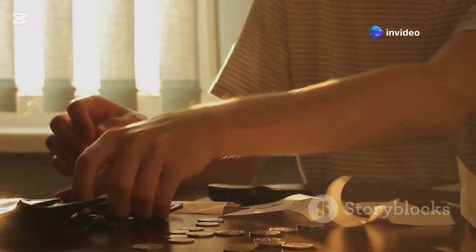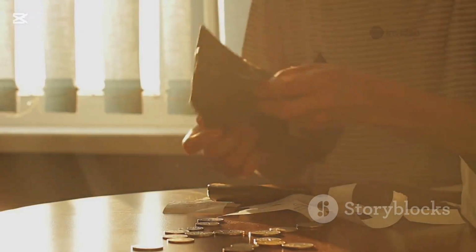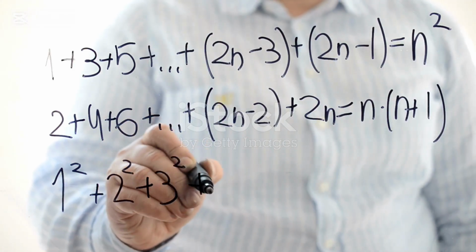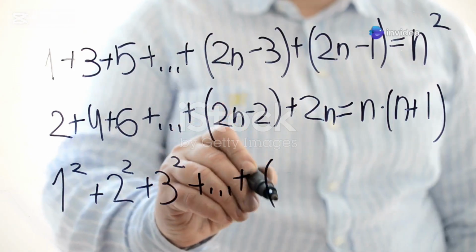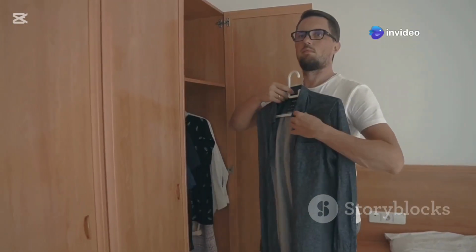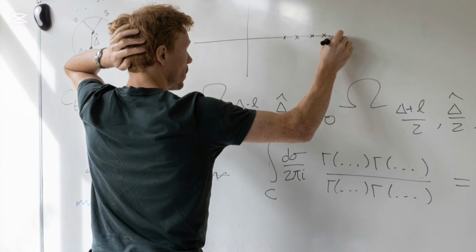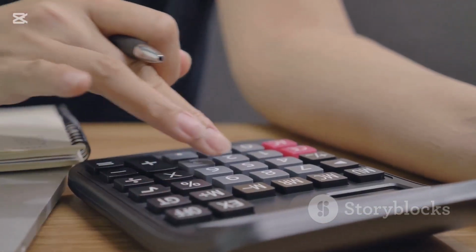Counting may seem simple, but it forms the foundation of probability and statistics. Specifically, we're talking about permutations and combinations, which help us count possibilities in a structured way. Imagine you're choosing your outfit for the day. You have 3 shirts and 2 pairs of pants. How many different combinations can you create? That's where permutations and combinations come in handy.